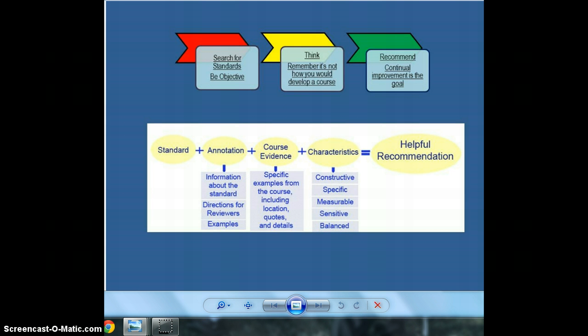Coming full circle, we are charged with 3 things. The first is, as we look at the course, to search for the standards and to be objective. The second is to think. Remember, it's not how we would develop a course. We are looking at a course someone else has developed. The third task is to recommend. We are trying to recommend continual improvements, which is our goal.